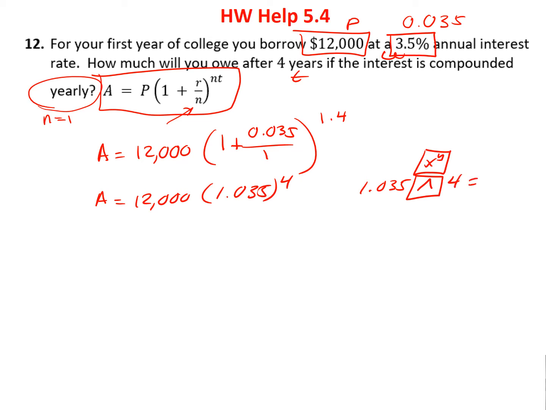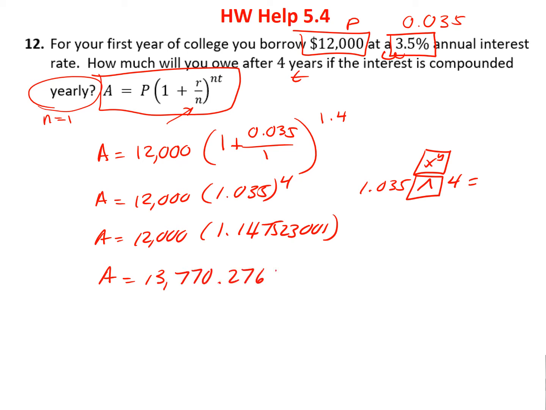So let me do that on my calculator. 1.035 to the 4. And this is going to end up giving me 12,000 times 1.147523001. Do not erase that. Just simply hit multiply times 12,000 to get your answer, which is 13,770.27601. I'm going to round off to the nearest cent.